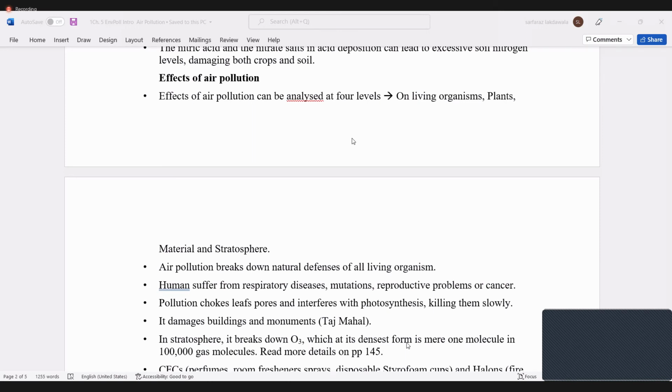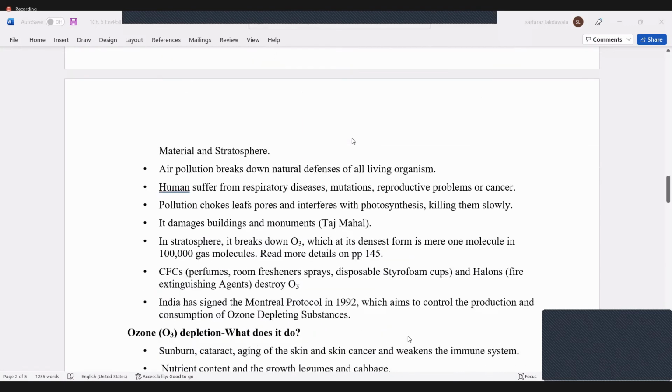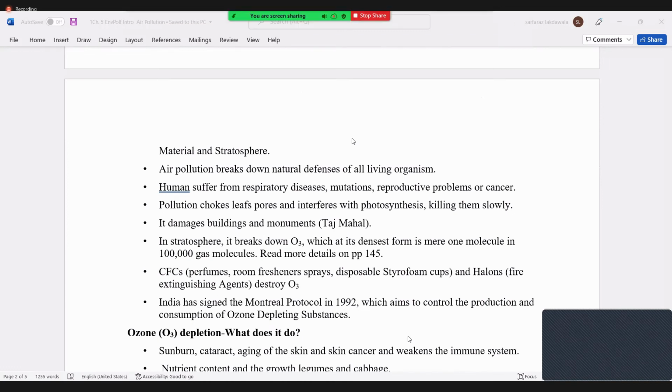So troposphere temperature drops with height, stratosphere it increases with height, and then again you see that mesosphere it consistently decreases with height, and the thermosphere it increases with height. So there are alternate layers where it decreases and increases. Now, air pollution breaks down natural defense of all living organisms, including the humans. And we are the biggest contributor in polluting the air as human beings.